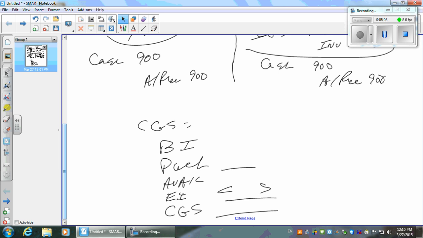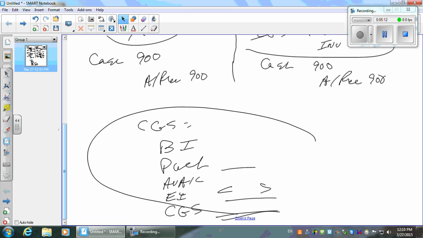Which one is that? Is that perpetual or periodic? I just wrote it down. Trick question. What did I just write down? Both. Right? You get the same thing.